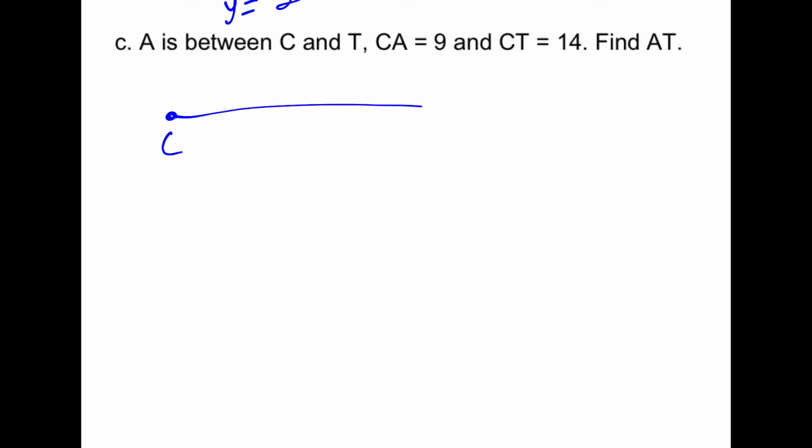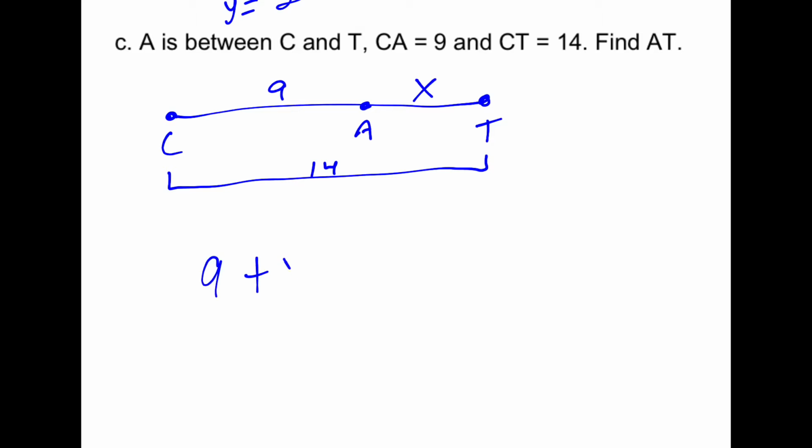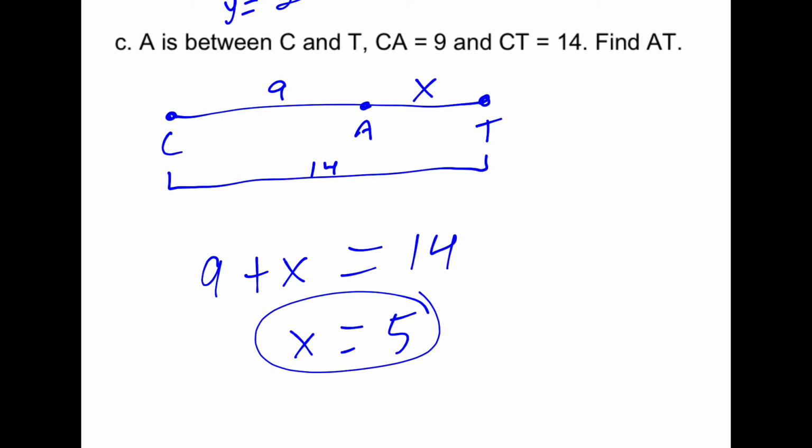If this is CT like this, and A is somewhere in the middle, and they tell us that CA is 9, and the total distance is 14, what is AT? Well, I'm going to put an x in there as an unknown, and I can write it out as 9 plus x is equal to 14. If I subtract 9 from both sides, I get x is equal to 5.